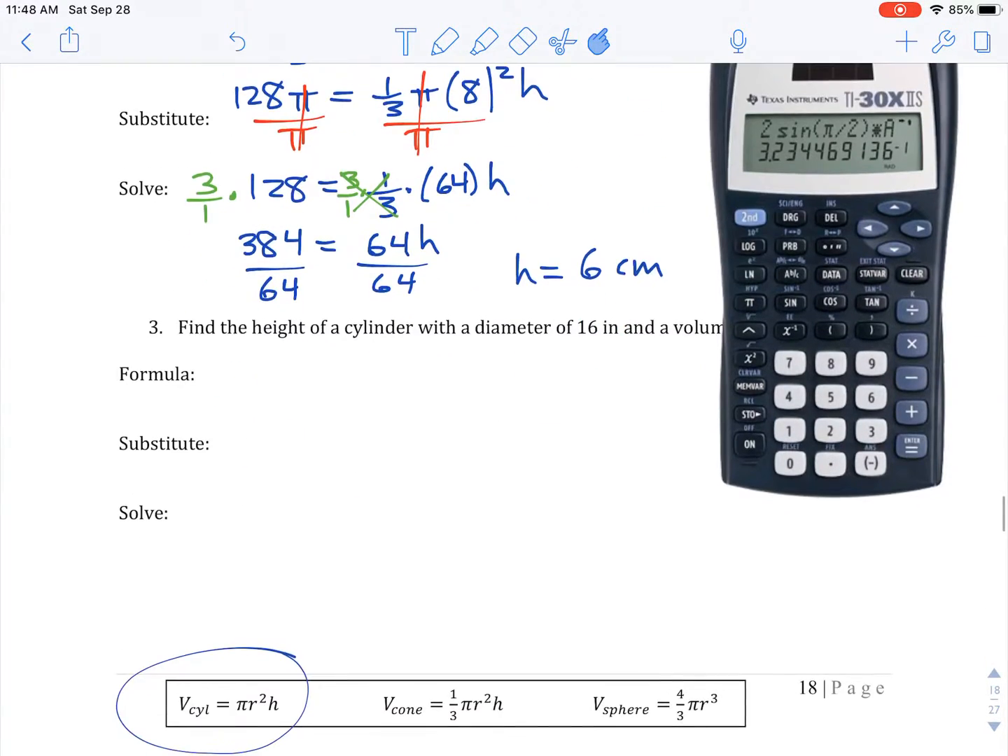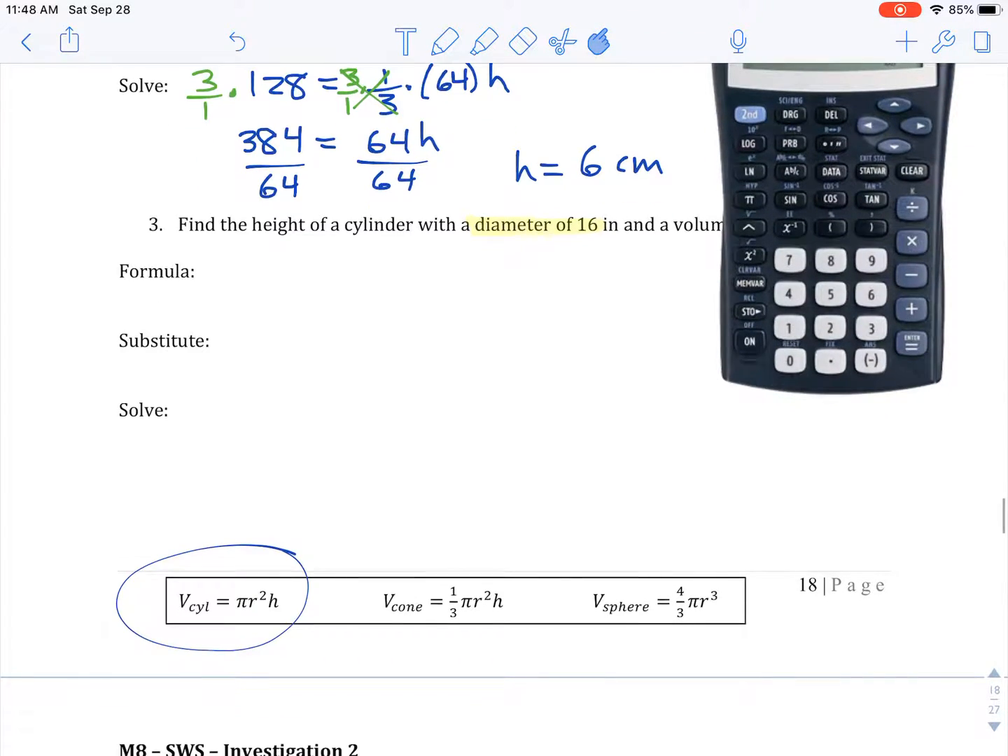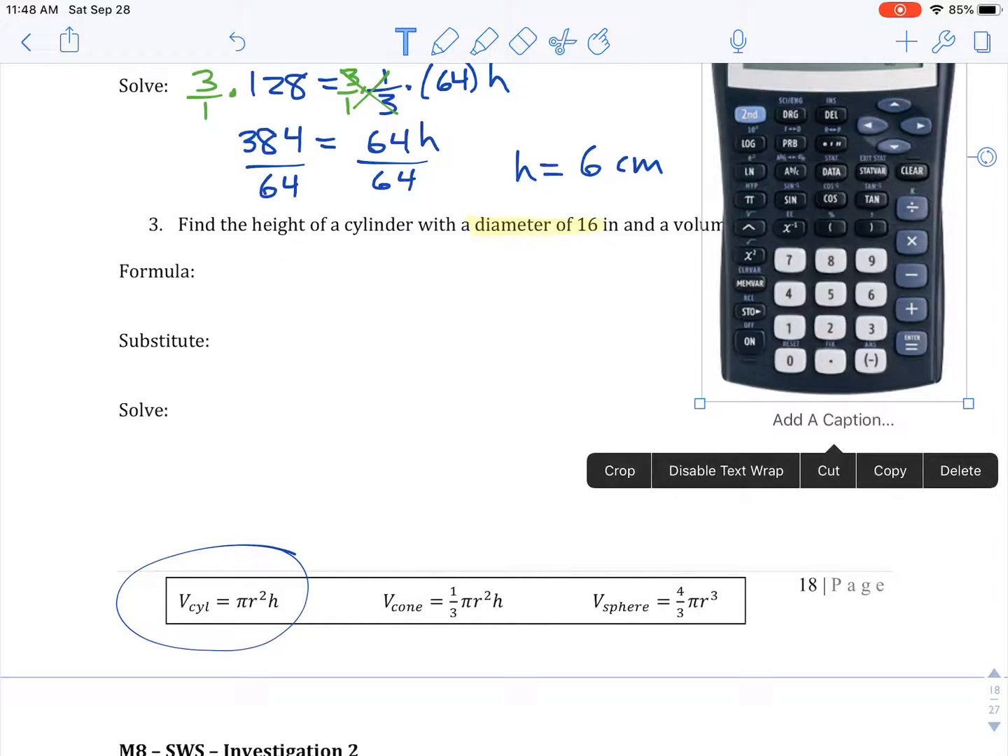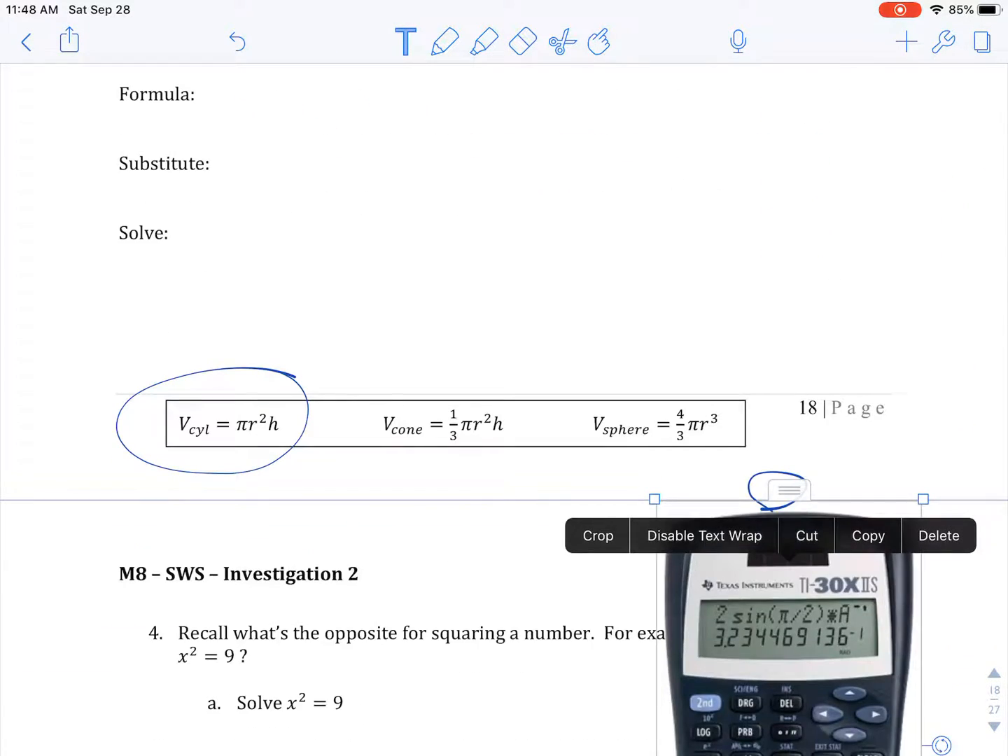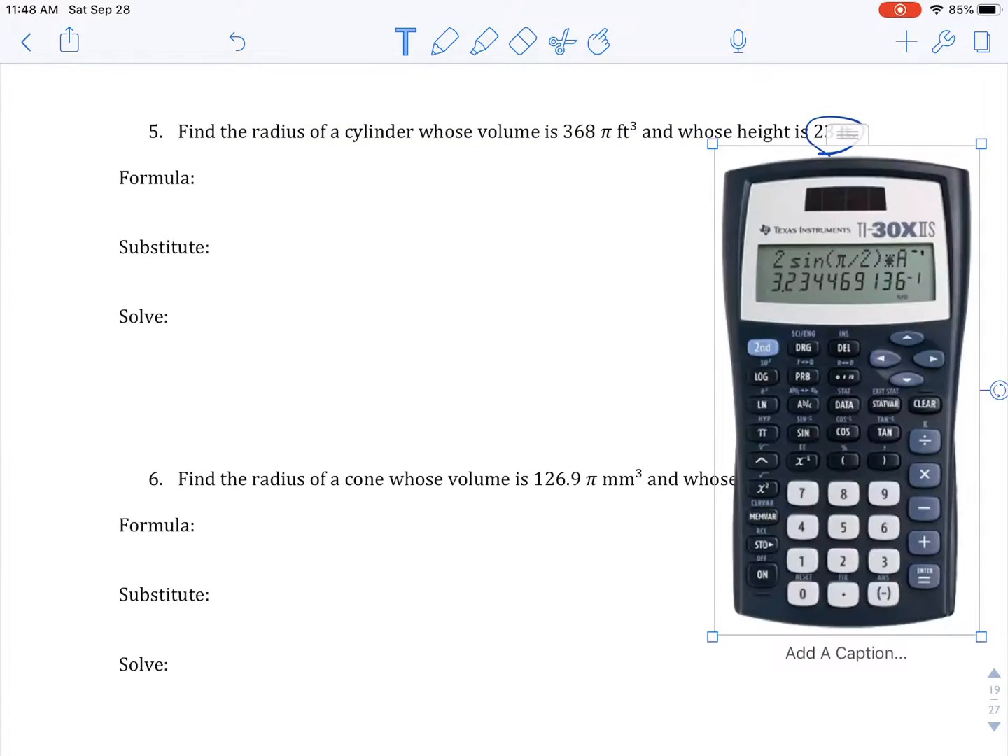Okay, so just be careful with the next one here. It's got a diameter, not the radius. So make sure you find what the radius is before you plug that into the formula for a cylinder. I want to look at a harder example though. We might need this calculator, so let's drag this with us because we're going to need this down below. Let's jump all the way to here. Look at number 5.